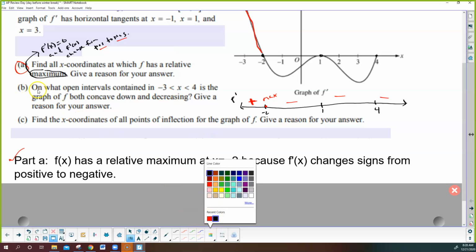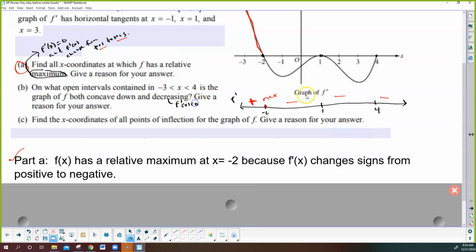Part B says on what open interval from -3 to 4, so that we're basically saying we're not counting these endpoints. So this little value 4 isn't part of our interval here. But we're looking for when is the graph concave down and decreasing? Well, decreasing is when the derivative is less than 0. And we know it's decreasing for this entire value, right? But concave down is when the second derivative is negative.